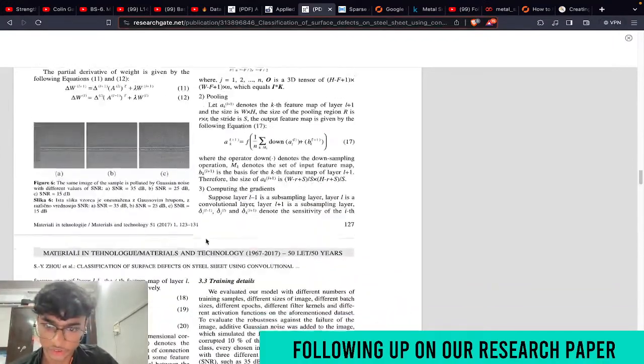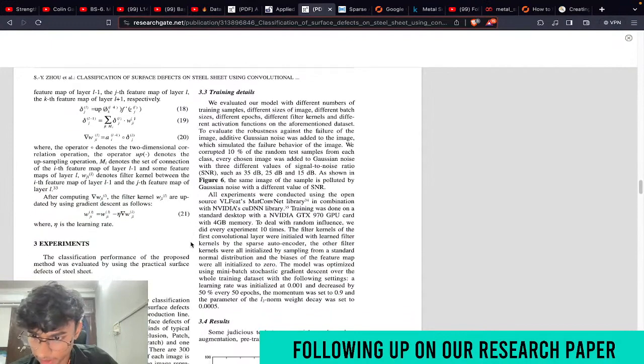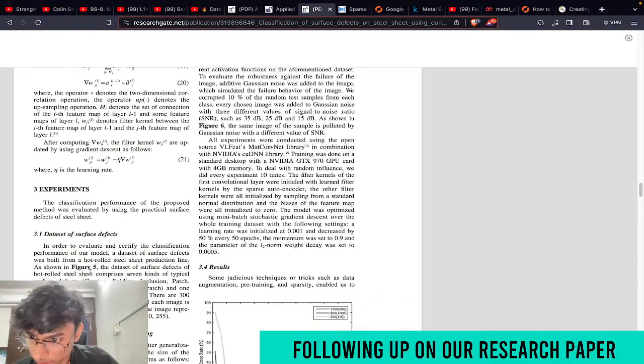Okay, convolutions. I understand how computations work. Experiment dataset of surface defects. Yeah, there you go. Grazing folding? Oh no, I don't have the same dataset. What the hell?